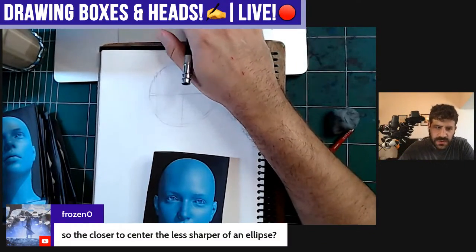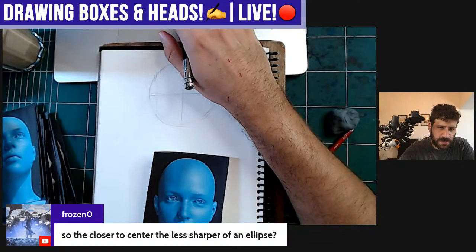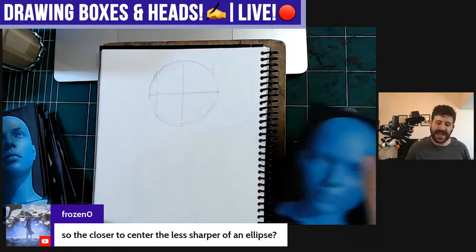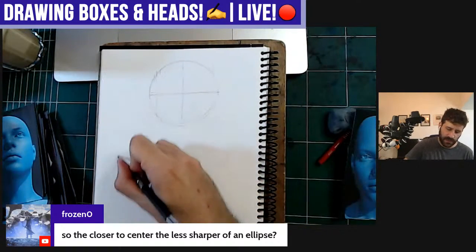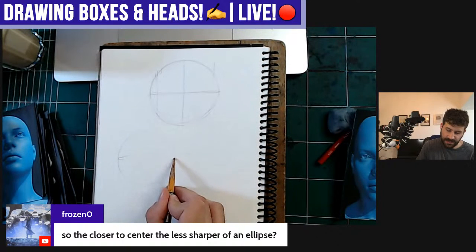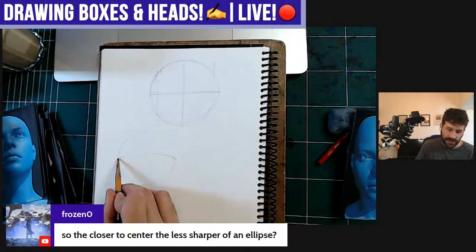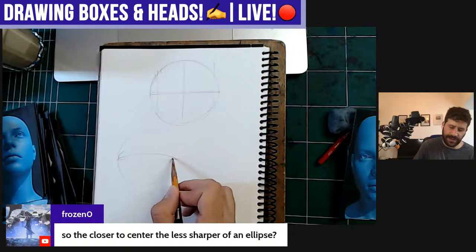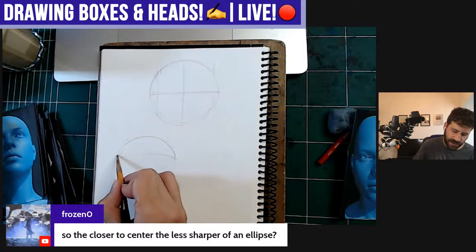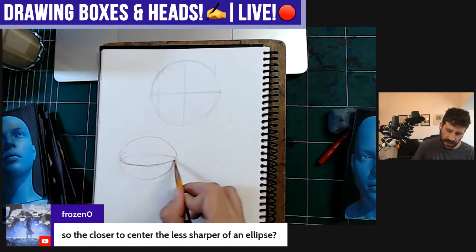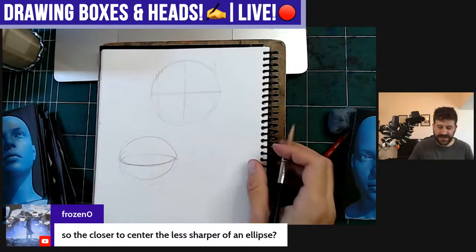Frozen says, so the closer to center, the less sharp of an ellipse. Yes, that is true. That is correct. When you look at it like this, this is going to be just a line. This is going to be a bit sharper. And the closer to center, the less sharp. Yeah, I guess you mean this is sharper than this, for example. Yes, that is correct.